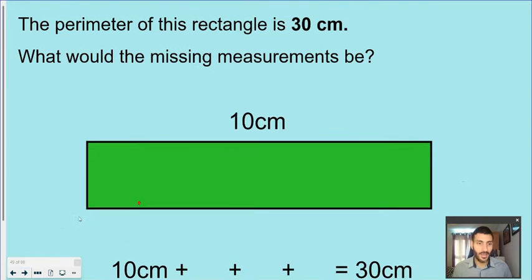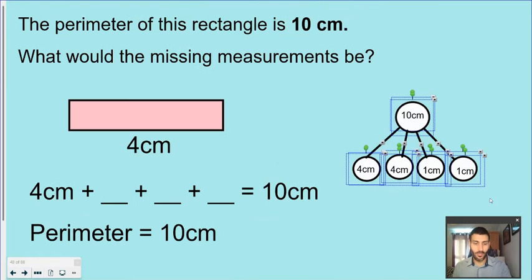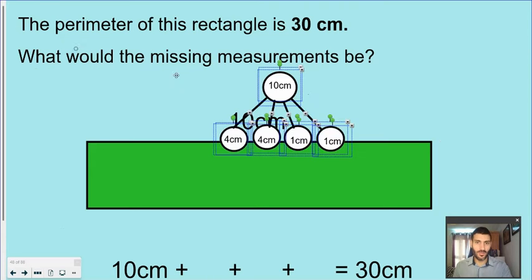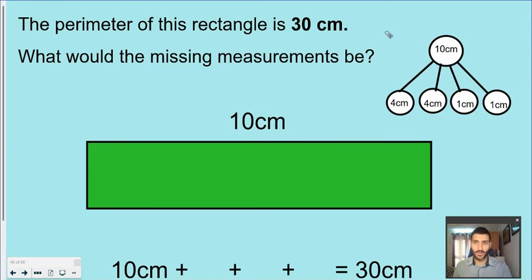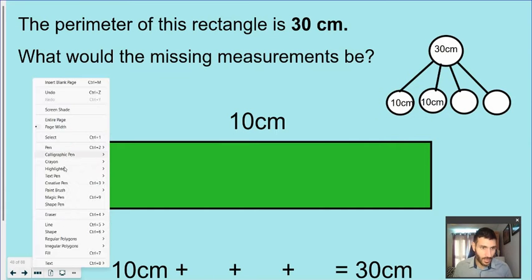We're going to do that again. I'm going to just grab this whole model, copy, paste it. I'm going to use this again. We know the total amount is 30 centimeters. The perimeter of the rectangle is 30 centimeters. This we know is 10. So what are the other amounts? What are the other lengths? Well, we have to do a double. That's 20. How does 20 get to 30 in 2 jumps?